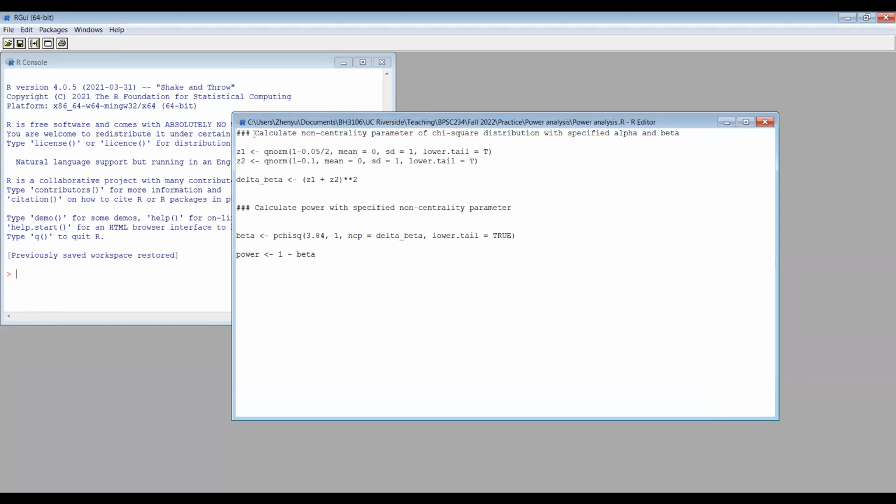So for example, the first part is how we can calculate the non-centrality parameter of a chi-square distribution with specified alpha and beta. Suppose you want to design an experiment with alpha equals 0.05, that's the rejection cutoff, right? And if you want to specify your beta equals 0.1, which means the power will be 0.9, right? So you can use this quantile normal function to find the cutoff for these two. So this is how we calculate.